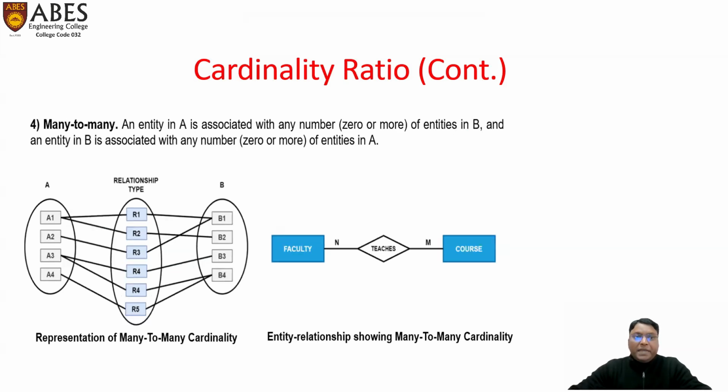Now the fourth one, many to many. An entity in A is associated with any number, 0 or more. It is very important. Make sure you do not skip this part.